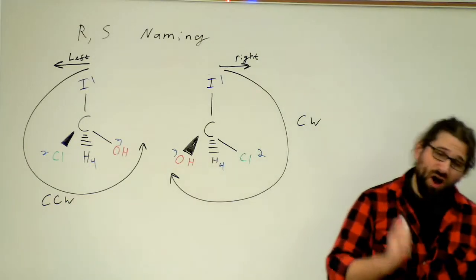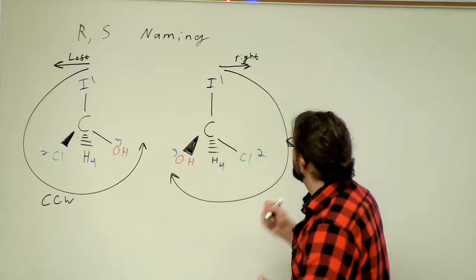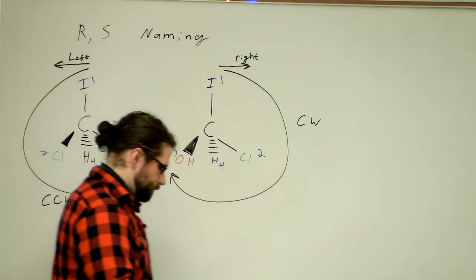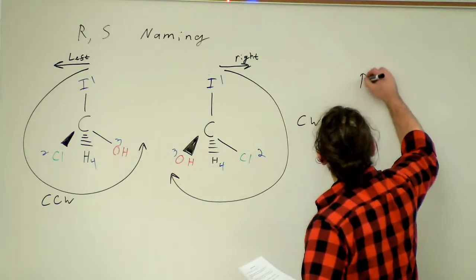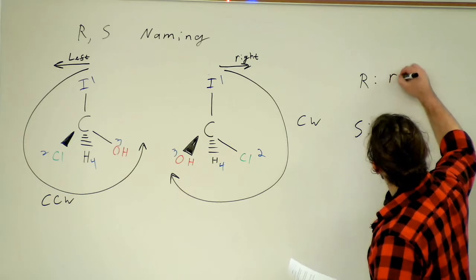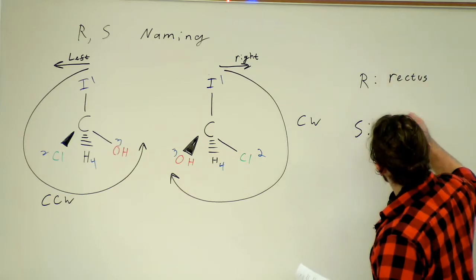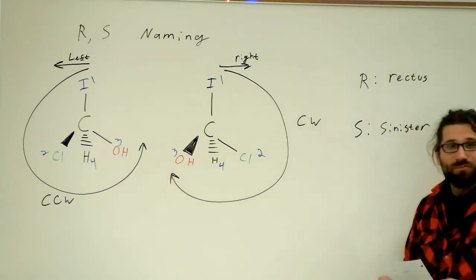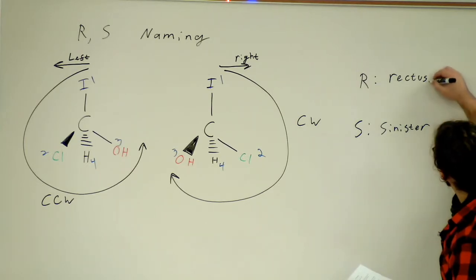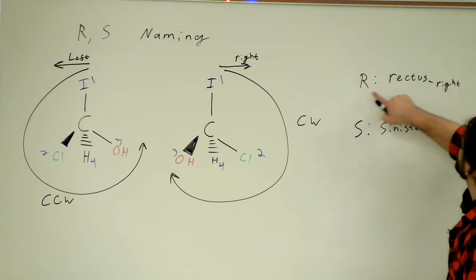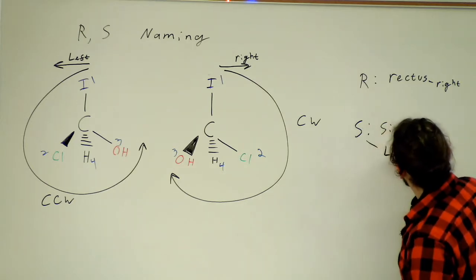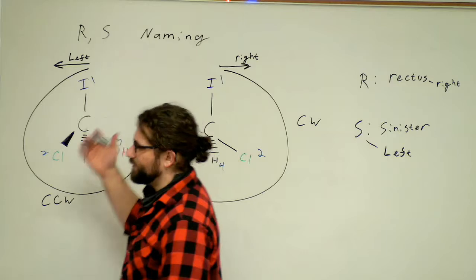This is where our RS naming convention comes into play. I'm just going to look at my paper to make sure I pronounce these the right way. R and S stand for rectus and sinister. Rectus is Latin for right, and sinister is Latin for left. So this is right, which is easy to remember because it's R in both cases. Sinister is harder to remember because it's S. But so we're going to have R and S, rectus and sinister.